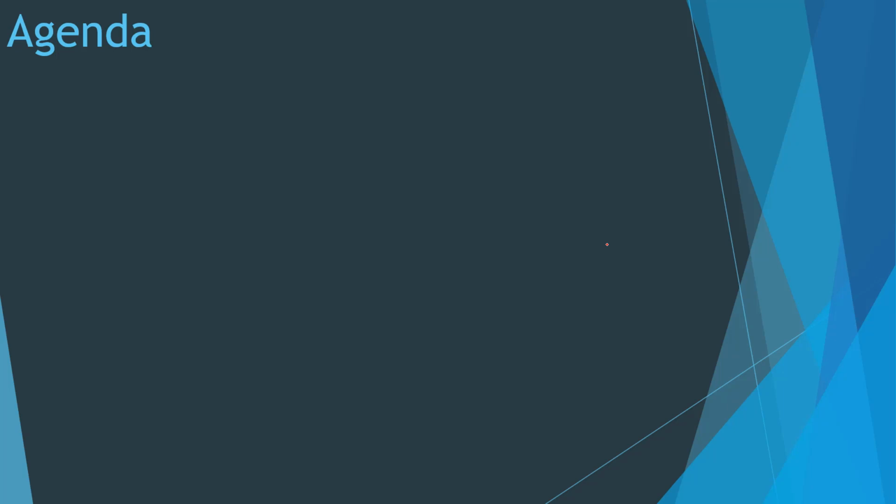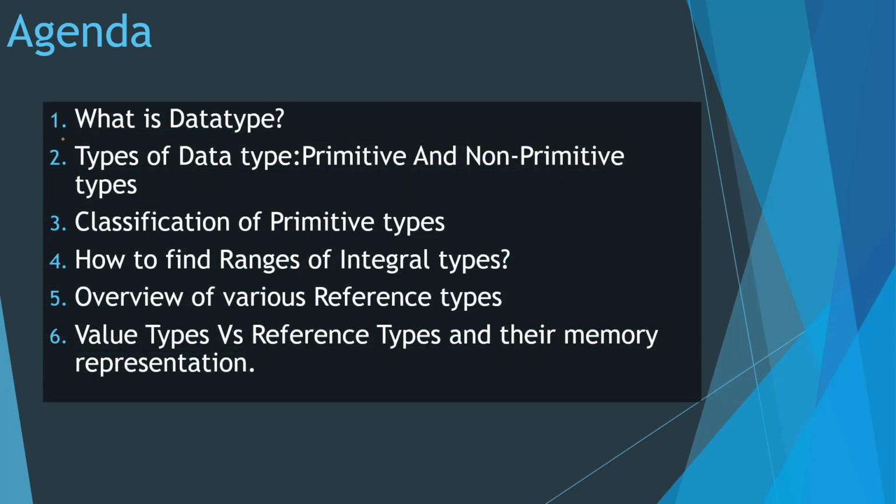So before we discuss all the topics, let's quickly go through what we are going to discuss in this video. Firstly, we will see what is a data type. Then we will discuss types of data type. There are mainly two types of data type, primitive and non-primitive. Then we will classify the primitive data types and discuss them in detail. Then we will see how to find ranges of integral types. This is a very important topic.